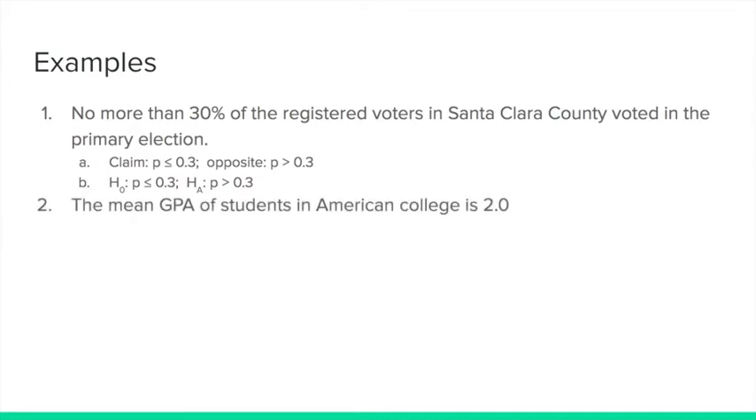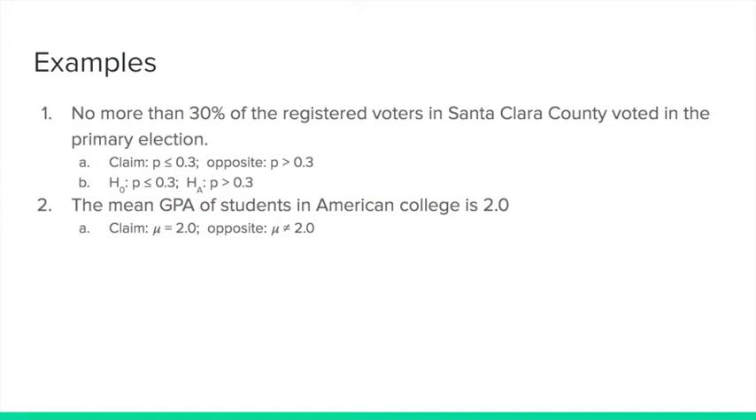Here's the second one. The mean GPA of students in American college is 2.0. In this case we're talking about a mean, so I'll use mu for our symbol. So the claim is that mu equals 2.0, right? It says that the mean is 2.0, which is equivalent to an equals. The opposite of that would be mu is not equal to 2.0.